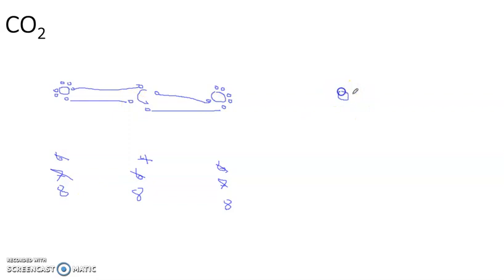Now, when it's finished, it looks like O double bond C, double bond O, with the 4 unbonded electrons or lone pairs around the oxygen like that. Okay, that's a double bond. So O double bond C, double bond O.